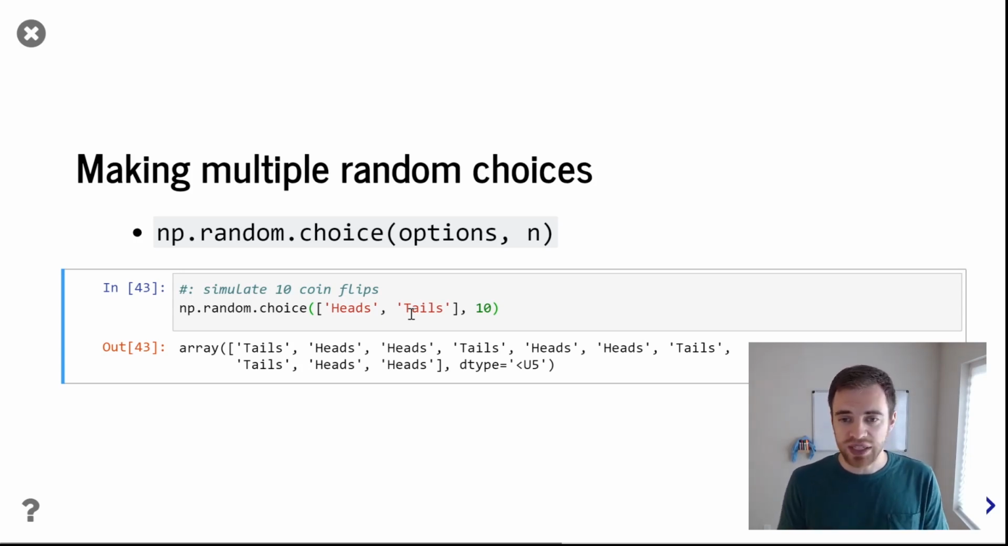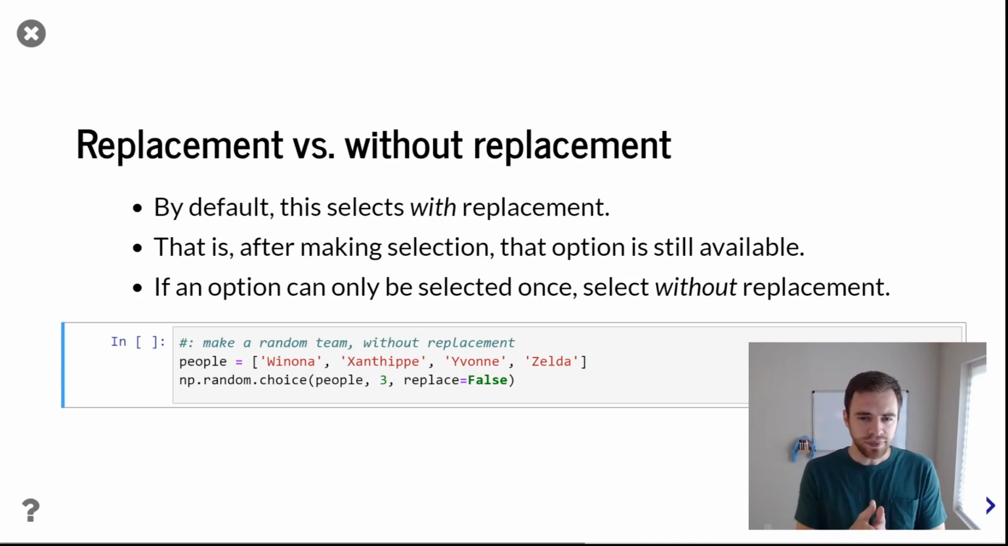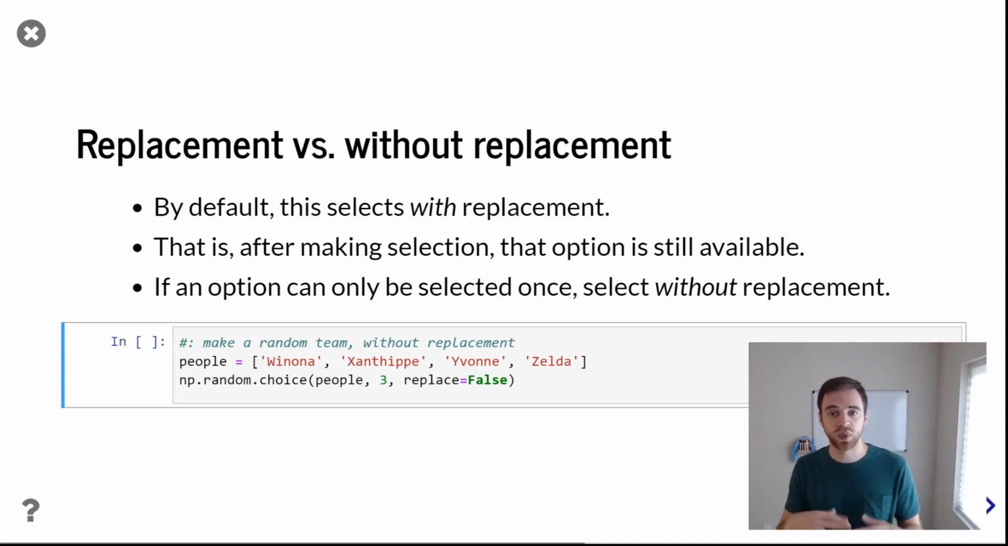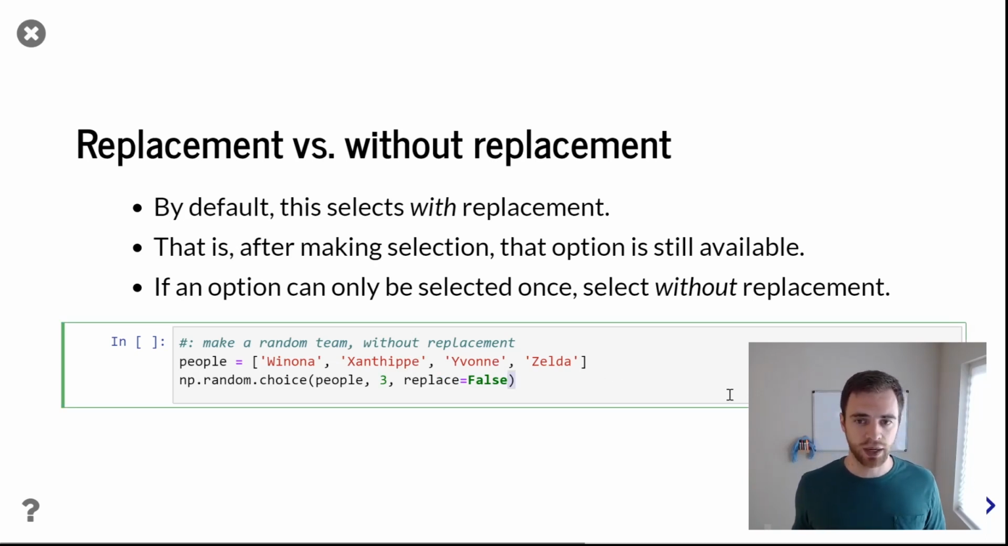The other way to do this is without replacement, where once I make a selection, I can no longer select it again. So we can tell NumPy which we'd like to do with yet another argument, a keyword argument, replace. Now, if we omit this keyword argument, the default is to do selection with replacement. But if we specify that replacement should be false by saying replace equals false, then it'll select without replacement.